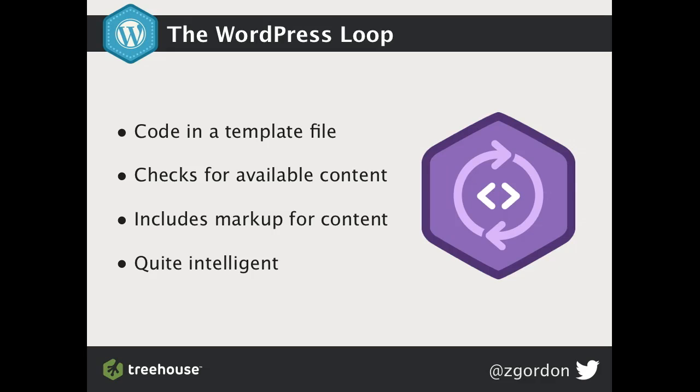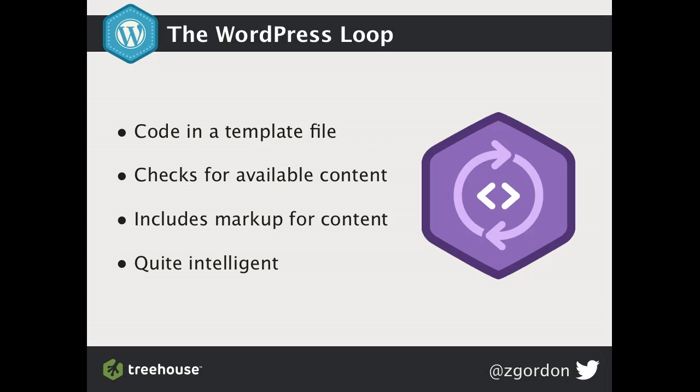To start off, let's take a look and a review at what a loop is inside of WordPress. The loop is some code that goes inside of a template file. What this code does is first check to see if there is any post or page content available, and then if there is, it will include the markup needed to display that content. This loop is also quite intelligent and can automatically figure out whether it's post content or page content, or whether it's displaying an excerpt or a full post.